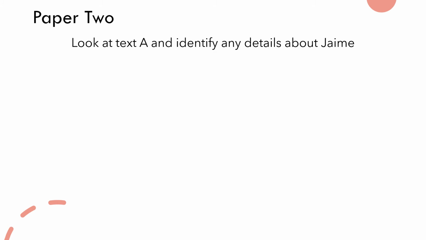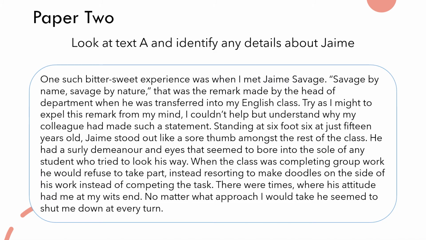Look at text A and identify any details about Jamie. So what we've got here is just a very shortened version of what you would get when you see the full text. And we're just going to go through and see if there's anything we can identify and use for question 2.